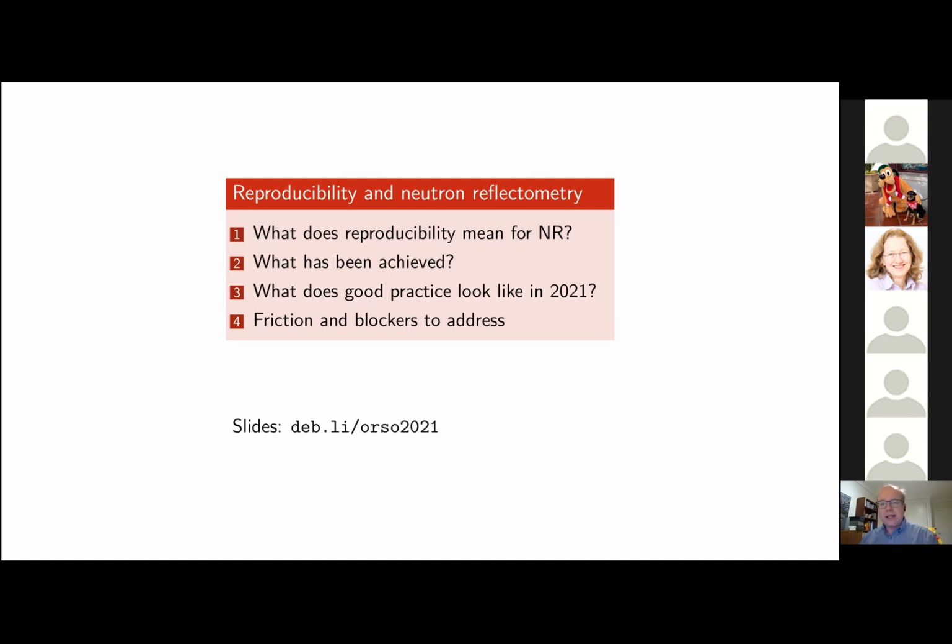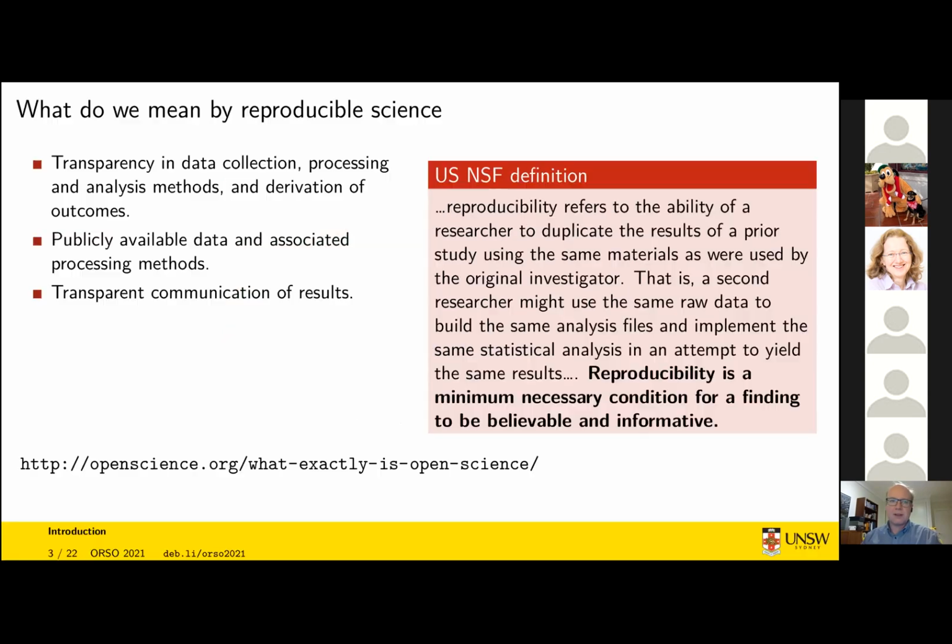It's a good chance for us to think a little bit about what has already been achieved, to look at some of the good practice that is out there in the literature for reproducible neutron reflection experiments, but also to look at a little bit about what some of the friction is in trying to achieve reproducible reporting of our experiments, and think about what blockers this group might be able to address as next steps towards making sure that we have nice reproducible stories to tell from our experiments.